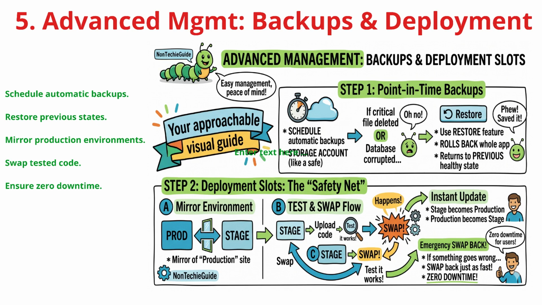Next, use deployment slots as a safety net for updates. Instead of changing your live site, you create a stage mirror. Upload your new code, test it thoroughly, and hit swap. Stage becomes production instantly. If there's a bug, just swap back to the original version. This ensures zero downtime and total peace of mind.